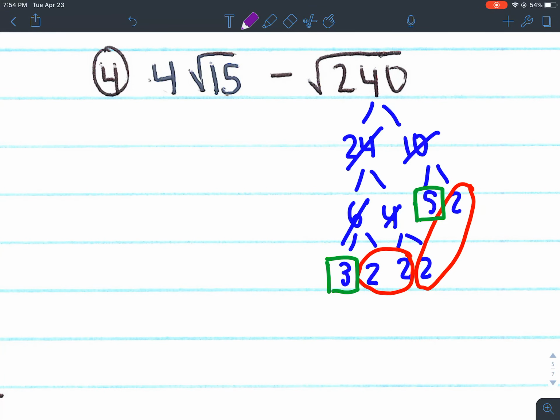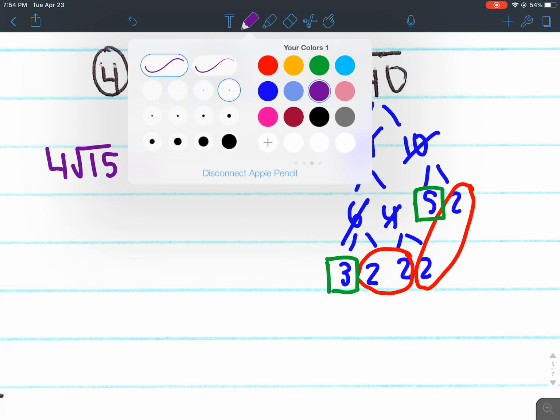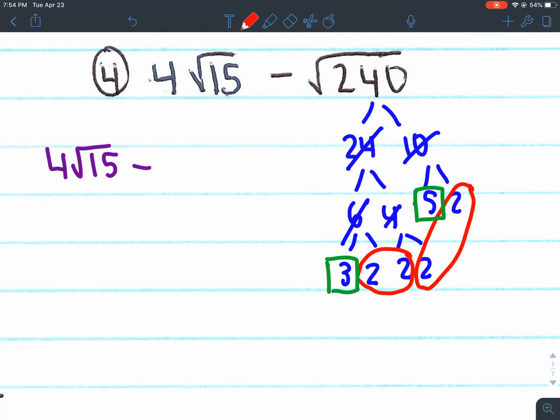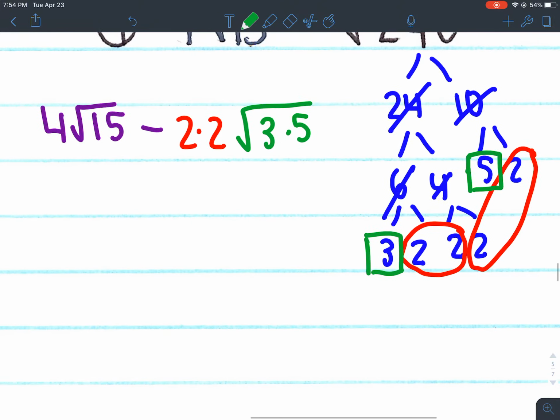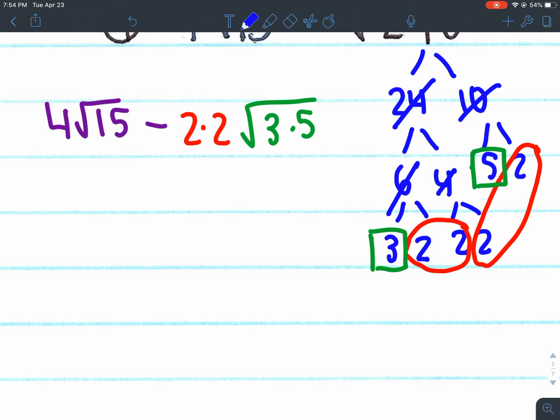All right, so from the beginning, I had 4 square root of 15. And then I had the minus sign. And now I'm going to write down my 2 cars. I had 1 car, which is a 2, and then another car, which is a 2. And then in the house, I have 3 times 5, because those are the children I have left over. And then in this step, I'm going to simplify. I have 4 square root of 15 minus 4 square root of 15.